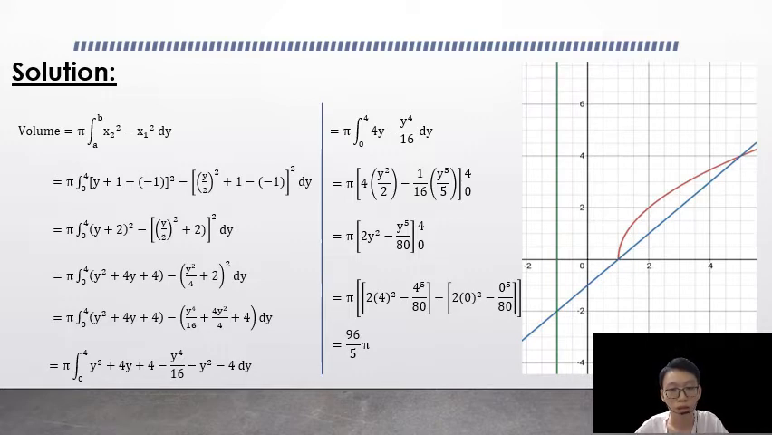And we get pi times 4 times y squared over 2 minus 1 over 16 times y to the power of 5 over 5, and we write the limit at the end of the equation. So we get pi times 2y squared minus y to the power of 5 over 80, and the limit is from 0 to 4. From here we substitute 4 and 0 inside. We use the 4 minus the 0, and we get pi times 2 times 4 squared minus 4 to the power of 5 over 80 minus 2 times 0 squared minus 0 to the power of 5 over 80. And the final answer is 96 over 5 pi.